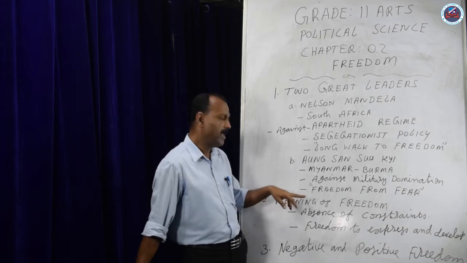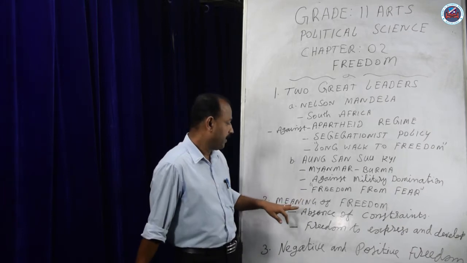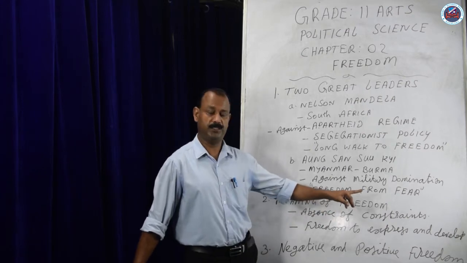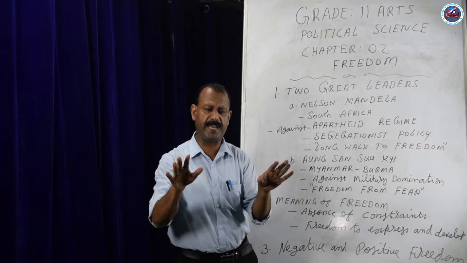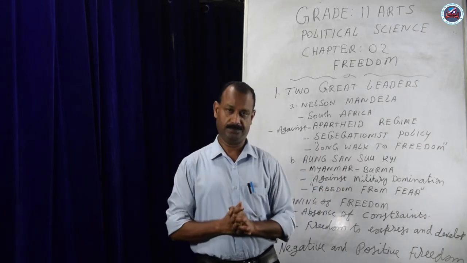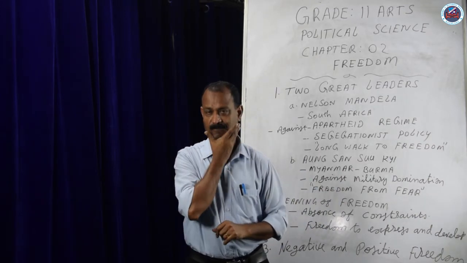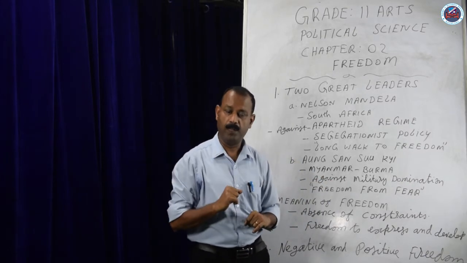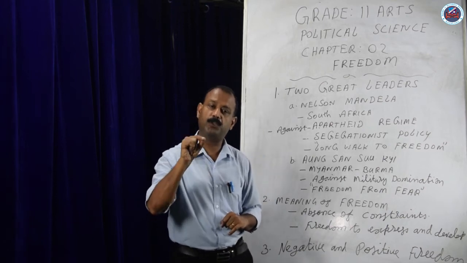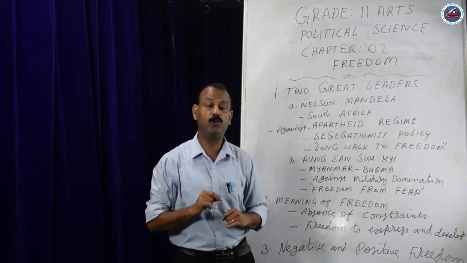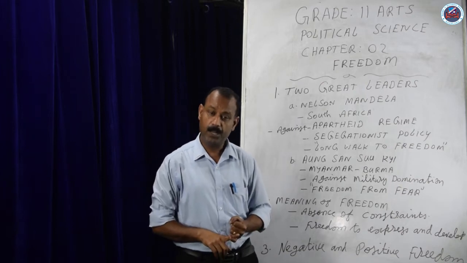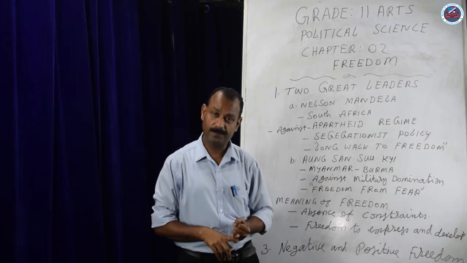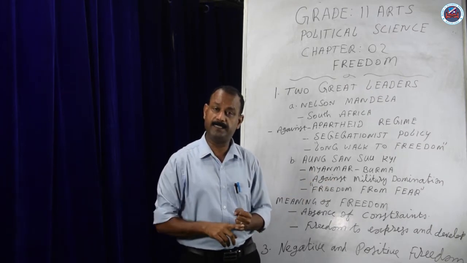Well, if you look in the dictionary, freedom means absence of constraints. Constraints means restrictions. For example, in the school, so many restrictions are there. You have to come to the school in time. If you are late, you will be punished. So that is a restriction. You have to wear the school uniform and come to the school. You cannot wear as you like. That is a restriction.